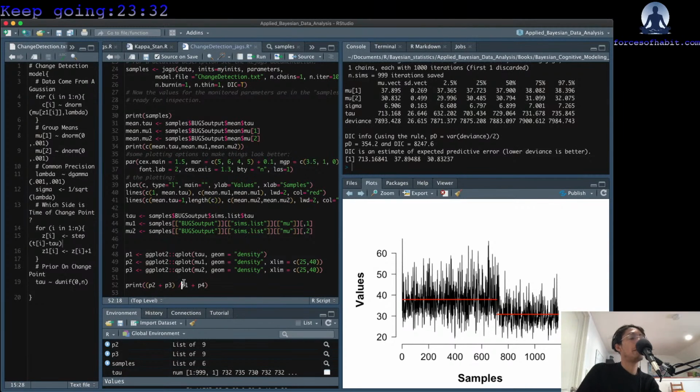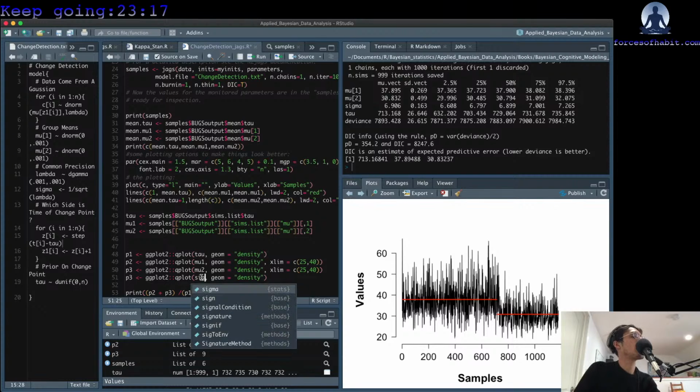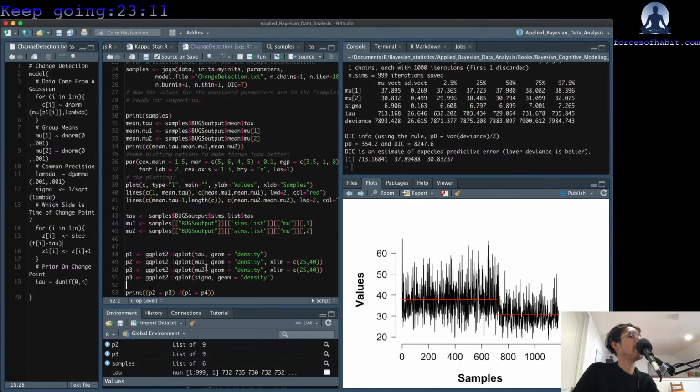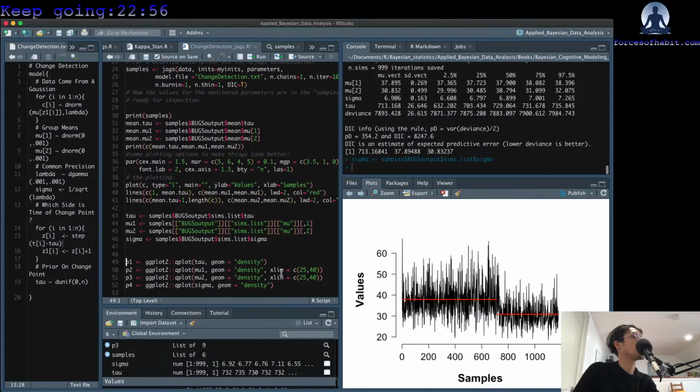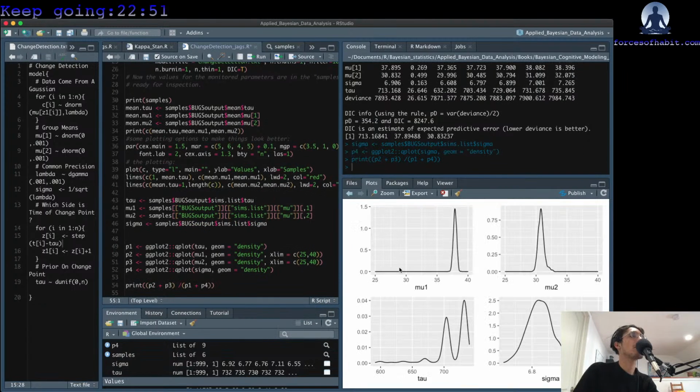That would just mean a P4 plot. Where P4, no limits. And I'm going to be looking at sigma. So this is going to be the variability in the means across the common means. And then I just need to extract sigma. Make sure that extracts, and make sure that plots. Cool.